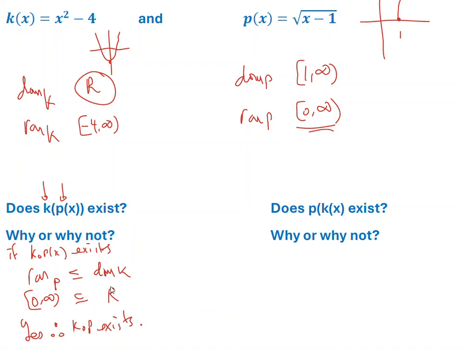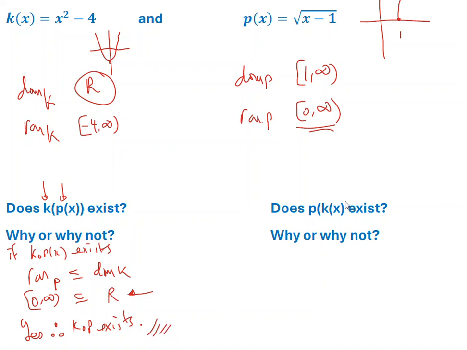Give your reasons why or why not, including this line here, which uses your range of p and domain of k and places it there with the correct symbol. That is your reasoning. You don't have to write a sentence. This is your ending statement.